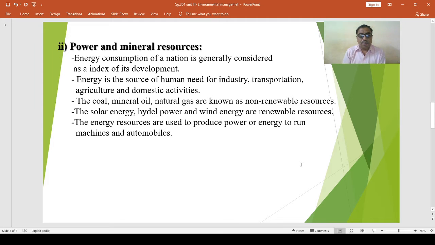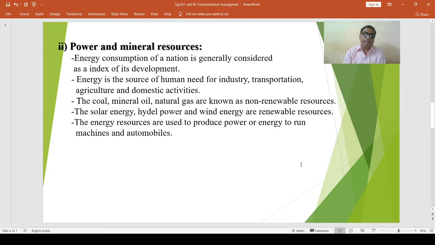The study of energy has begun with sunlight, converting it by green plants into the chemical energy for organic compounds, and then the transfer of this energy through food chains to animals. Energy is the source of human needs for industry, transportation, agriculture, and domestic activities.